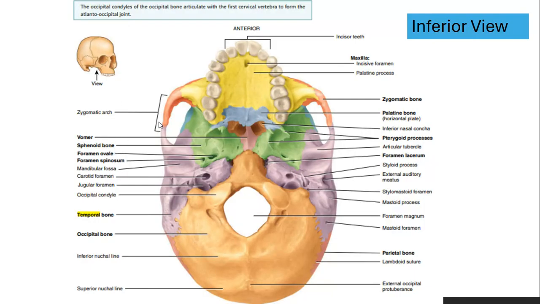Right? This is the zygomatic arch. As you can see, it connects the two. That's a zygomatic bone, this particular bone, but the whole thing that connects the two is called the arch.